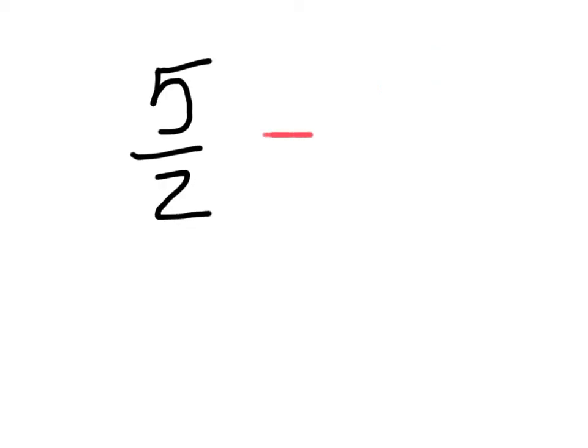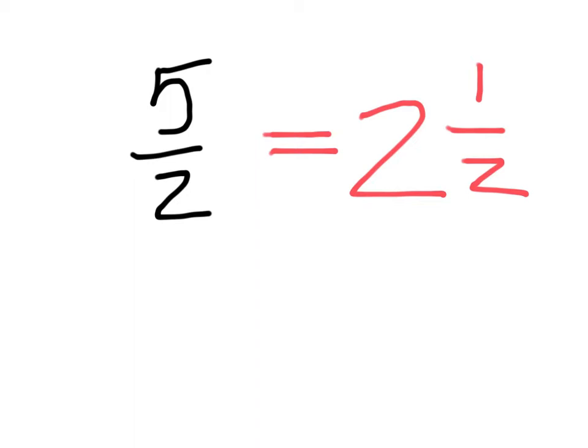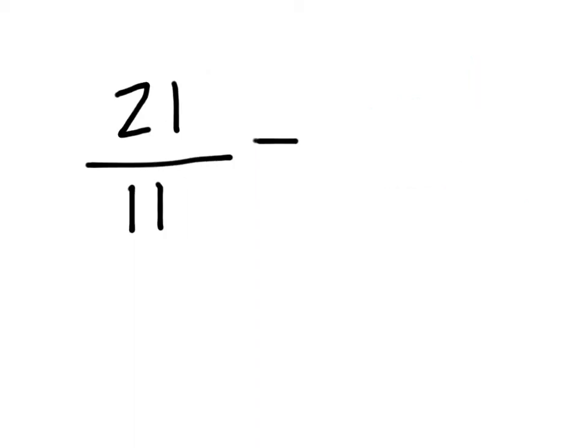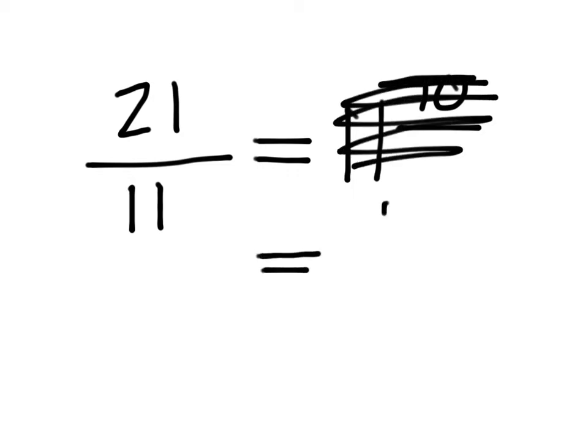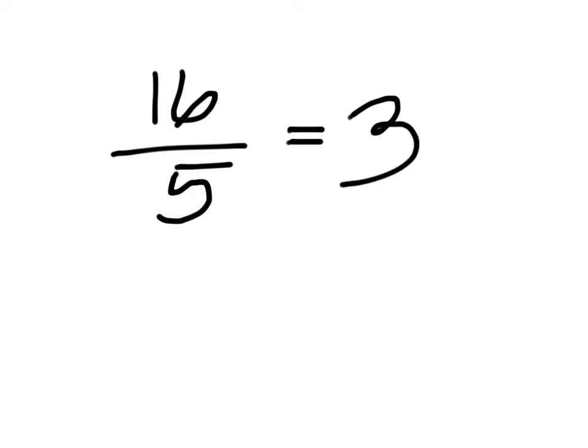How many times will 2 go into 5 without going over? Twice. You have 1 left over. 2 and 1/2. 11 into 21, 1 time. You have 10 left over. It says 11, but it should be 1. Goes in 1 time, and you have 10 left over. There we go. 1 and 10 elevenths. And 5 into 16. 3 times. It'll go into 16 3 times, and you'll have 1 left over. 3 and 1/5.